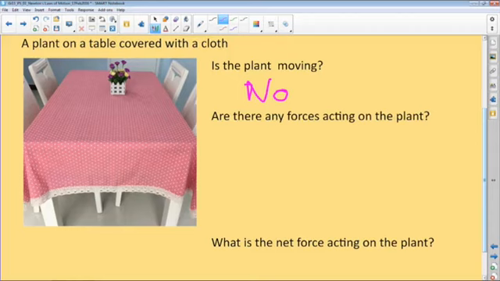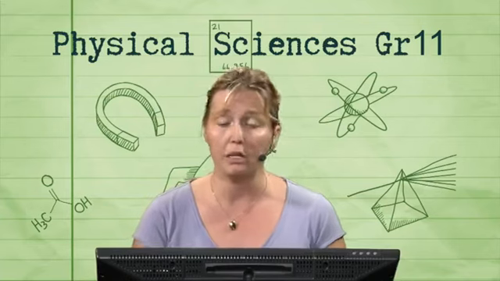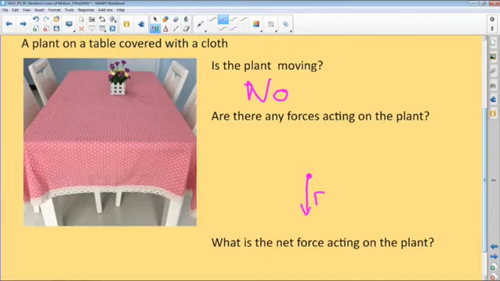Hopefully you've said yes. And what I'm going to do is draw a force diagram. So remember we said a force diagram, draw dots to represent the object, and then we draw the forces from there. So are there any forces acting on the plant? And hopefully you're saying to me that yes, one is the force due to gravity, and that is acting down. And if you remember from friction, there's another force that we talk about, and that force will be acting up. It is known as the normal force, or in this case, it is the table pushing back on the plant. Okay, so there's two forces here, force due to gravity and the normal force.